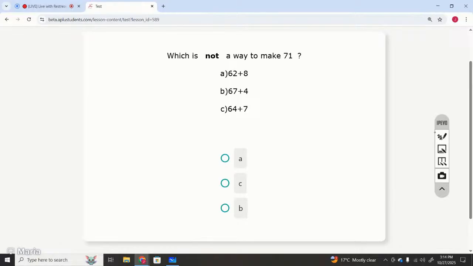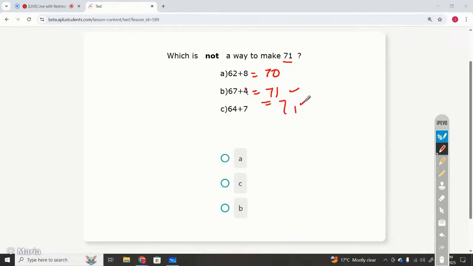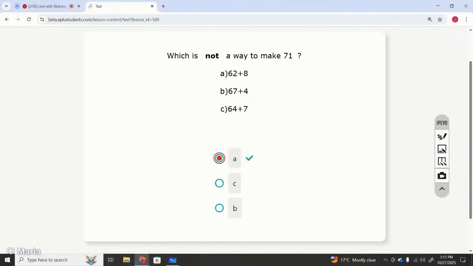Which is not a way to make 71? So you don't have to make 71. Let's just add and see which options make 71. 62 plus 8 is 70. 67, 68, 69, 70, 71. 64, 65, 66, 67, 68, 69, 70, 71. So these are the two options that make 71. The only option that is not a way to make 71 is 62 plus 8. That is option A, the correct option.